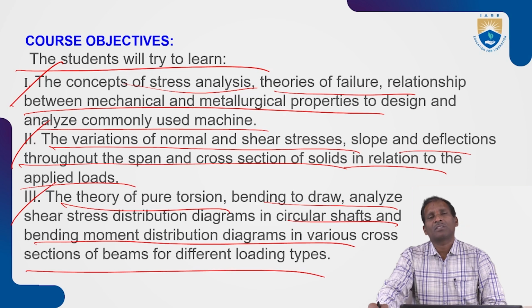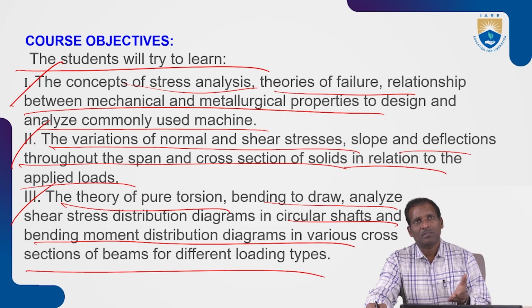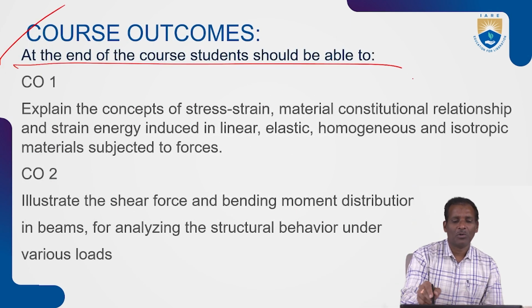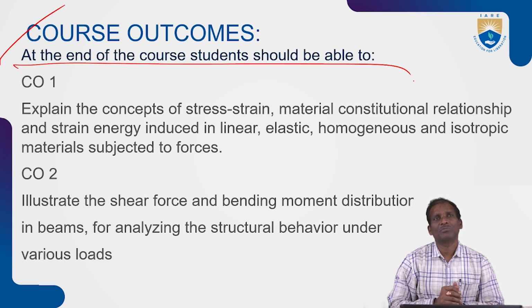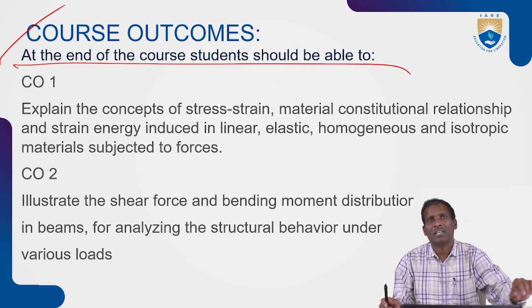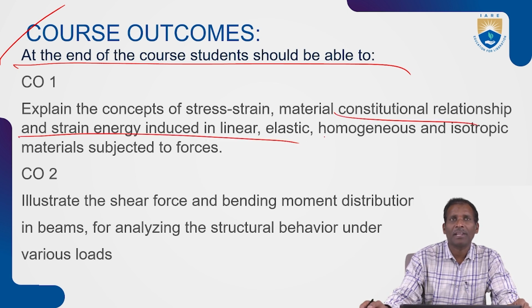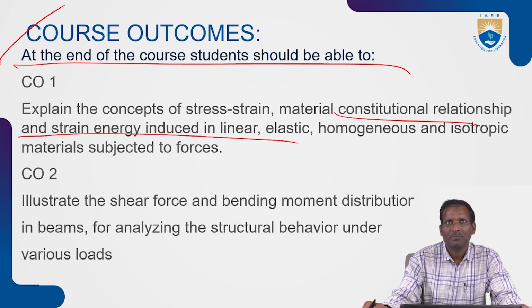In this course, the students will try to learn these. This one is the course outcome. At the end of the course, students should be able to, CO1, explain the concepts of stress, strain, material constitutive relationship, and strain energy induced in linear, elastic, homogeneous, and isotropic materials subjected to forces.